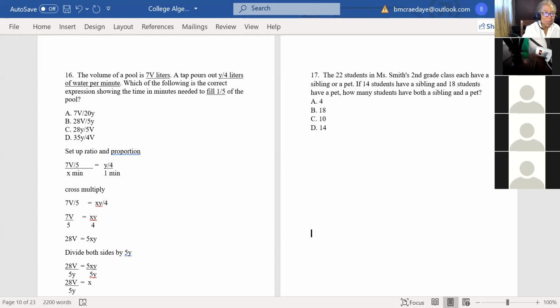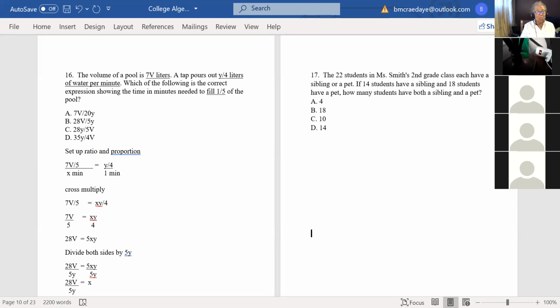Okay, 22 students each have a sibling or pet. 14 have a sibling. 18 have a pet. How many students have both a sibling and a pet? Okay, 14 students. Now, it says 22 has a sibling or a pet, and 14 has a sibling. So 18 have a pet.